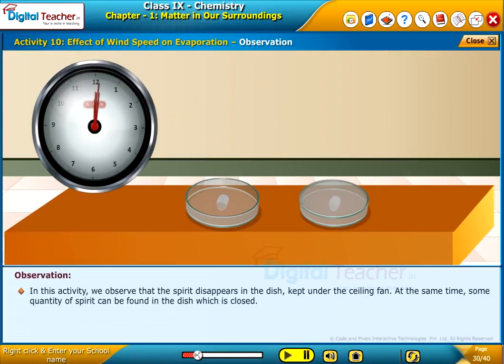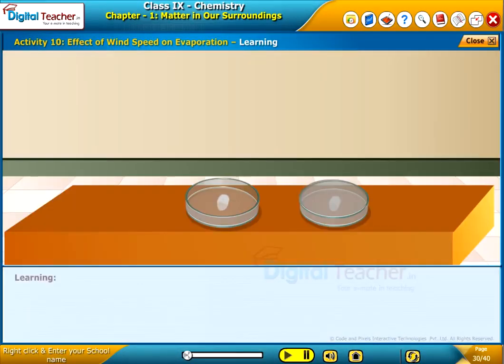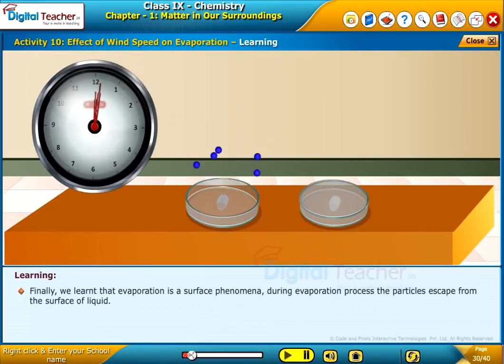In this activity, we observe that the spirit disappears in the dish kept under the ceiling fan. At the same time, some quantity of spirit can be found in the dish which is closed. Finally, we learned that evaporation is a surface phenomena.